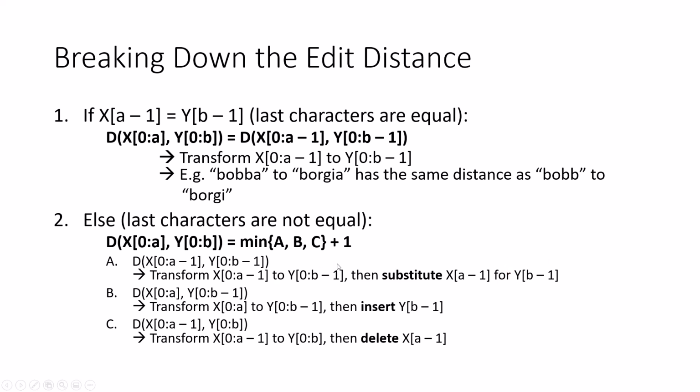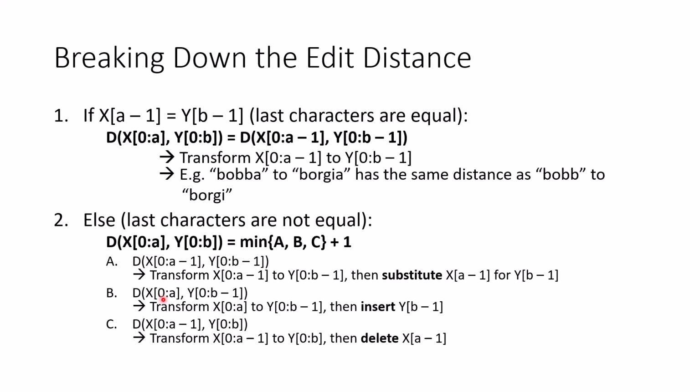Okay, so how many operations would that be? Well, that would just be the distance of x of 0 to a minus 1 to y of 0 to b minus 1. So that distance, whatever that optimal distance is, we're not really sure yet, plus 1. That 1 corresponds to the single substitution that we do over here. But that's not the only thing we can do.